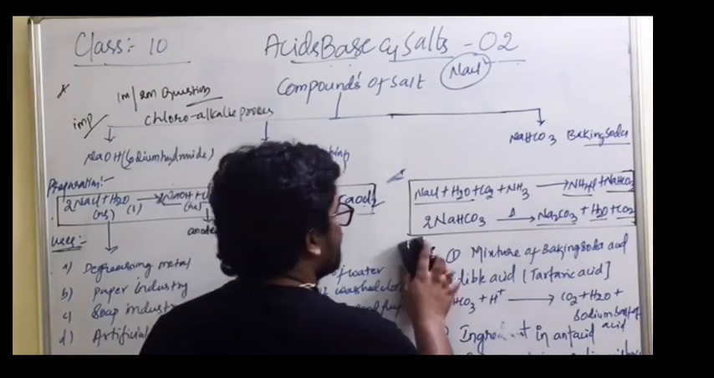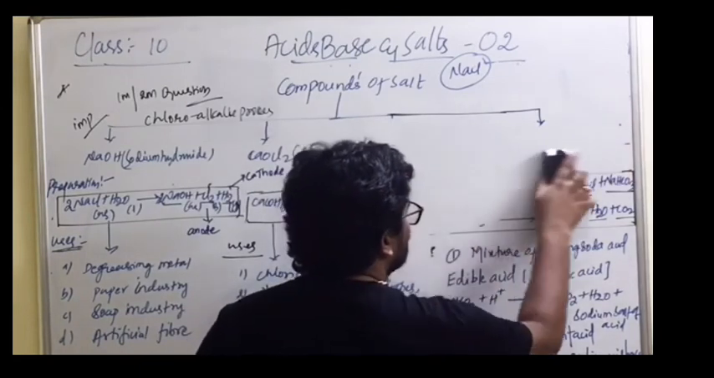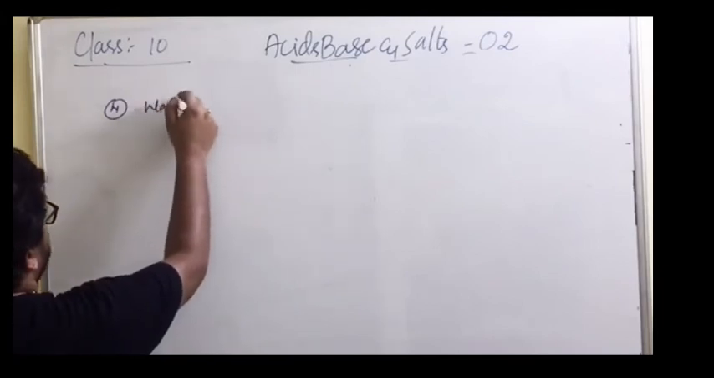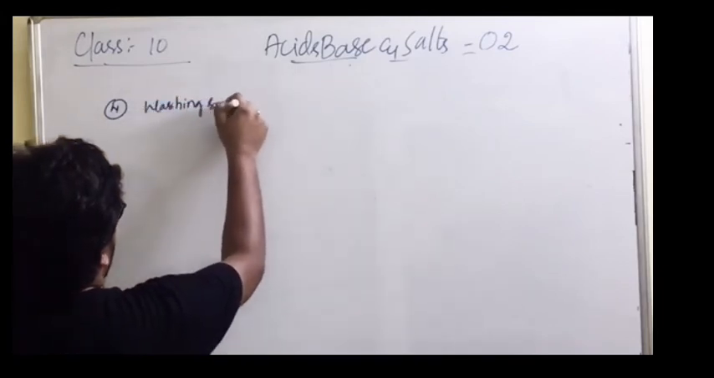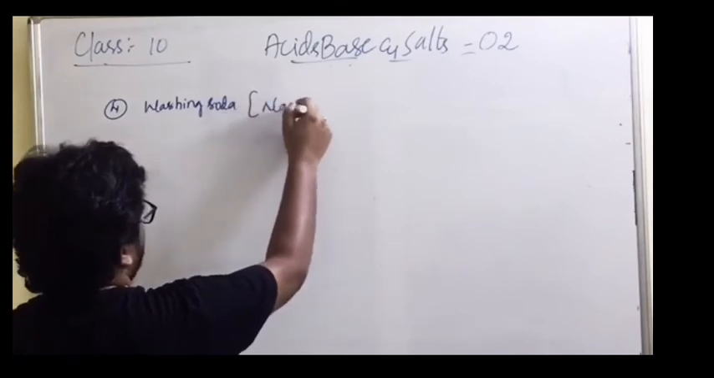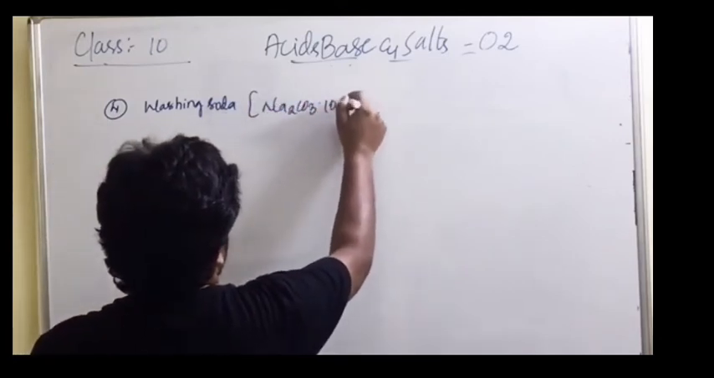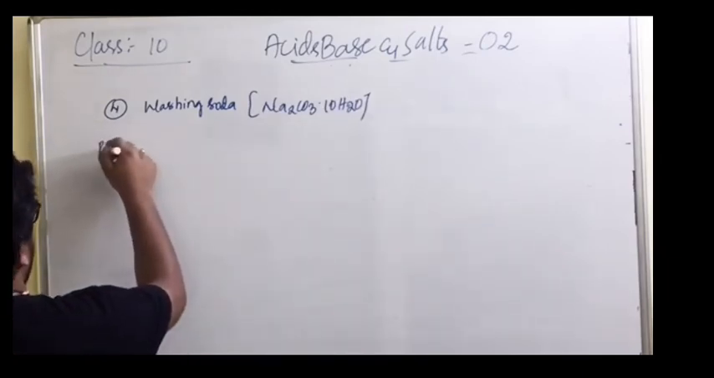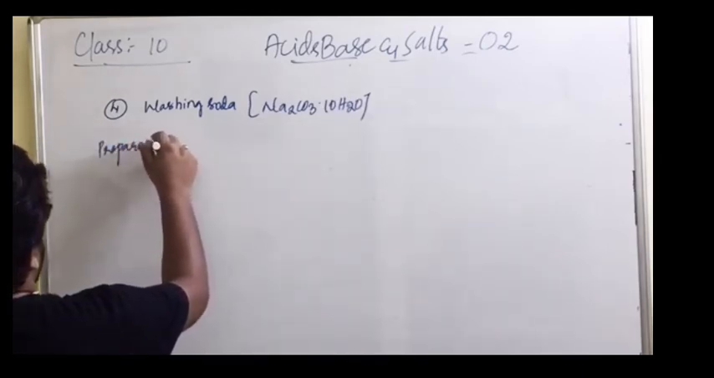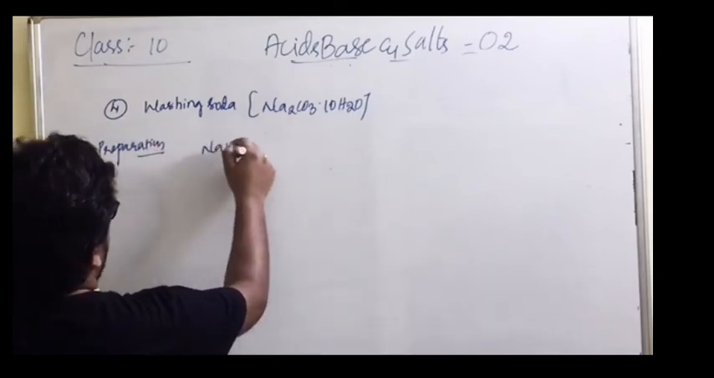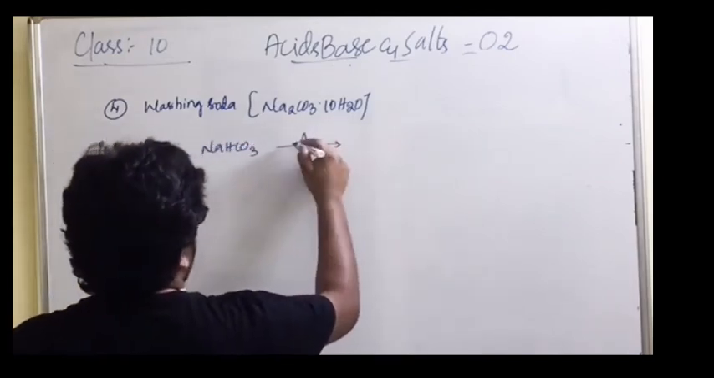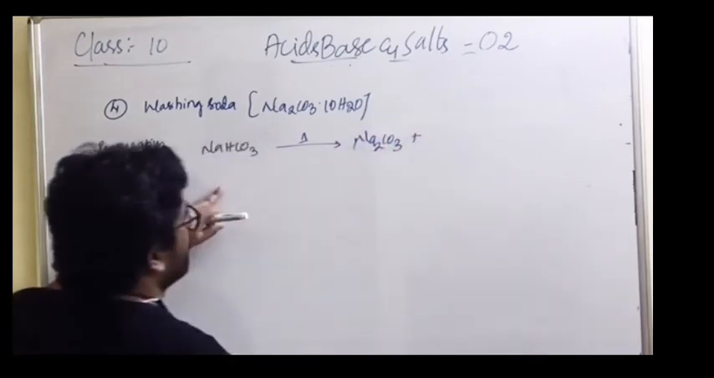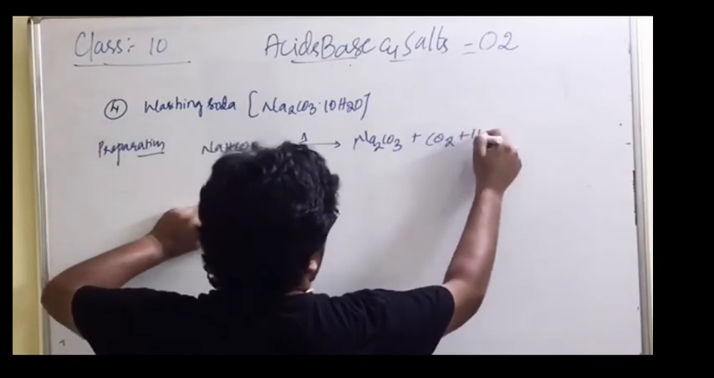Let us move on to another compound of salt, washing soda. How is washing soda prepared? The fourth compound is washing soda. The chemical formula of washing soda is Na2CO3·10H2O. How is it prepared? On heating baking soda, it gives you sodium carbonate and water.